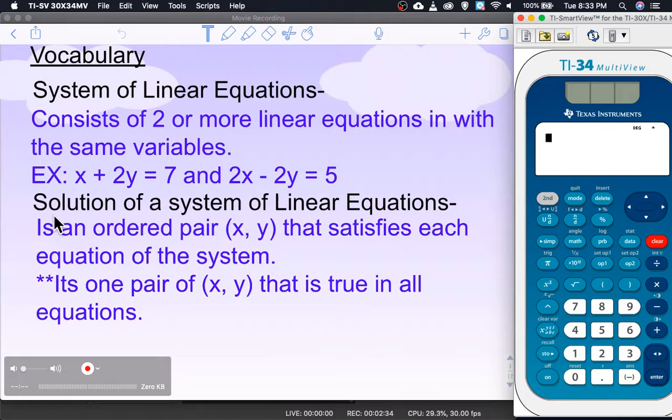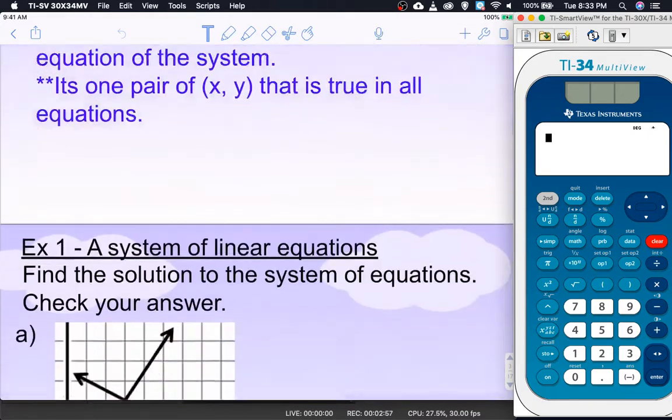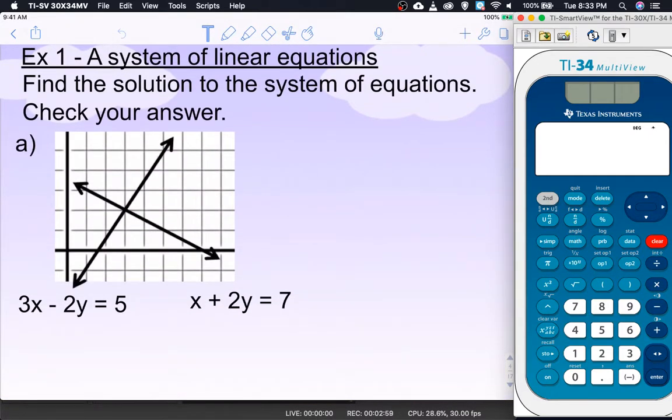What we're looking for when we're finding a solution, the answer to a system of linear equations, is an ordered pair. It's a point, it's a dot, it's the x and y coordinates that satisfy each equation. It's one pair, one x, y, that is true for all equations. And that's always going to happen where your lines intersect. So in this first problem, I will tell you right away that that point is the solution to the system of equations.